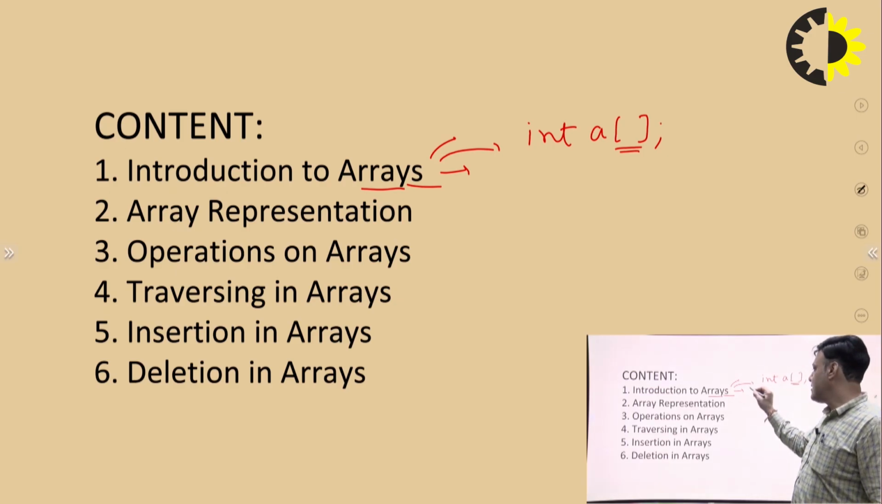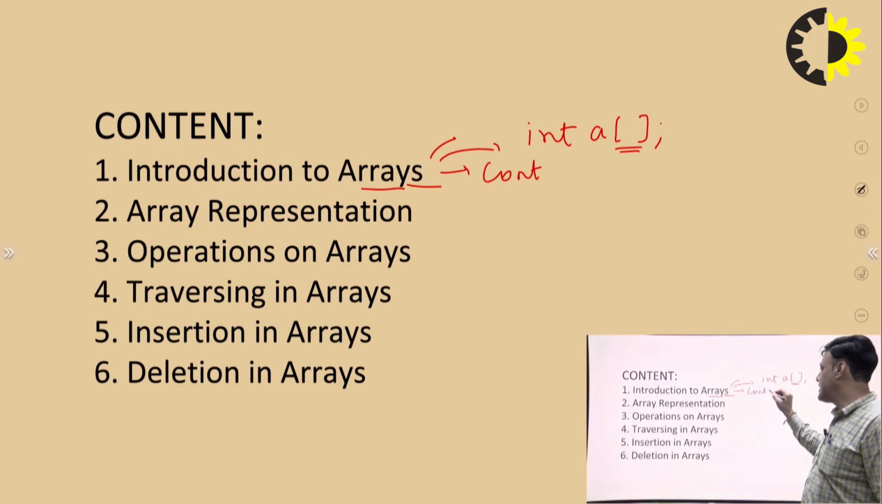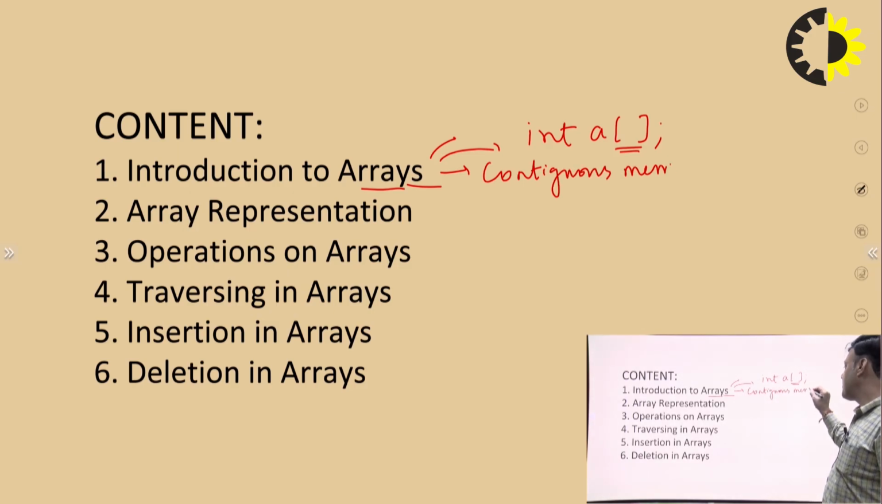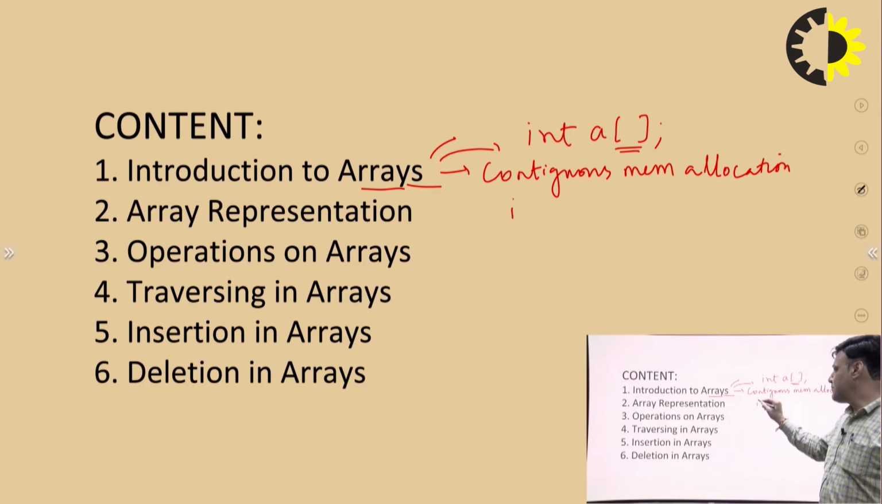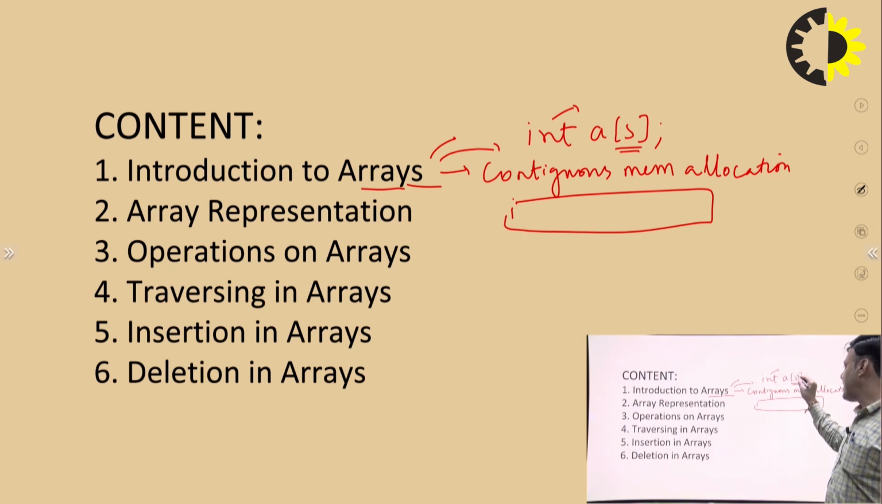In an array, we use contiguous memory allocation. Elements are allocated contiguously. What is the meaning of contiguous memory allocation? It means that elements are stored according to the size of the data type. For example, we have taken int here. Suppose I am going to store 5 elements: 11, 12, 13, 14, 15.